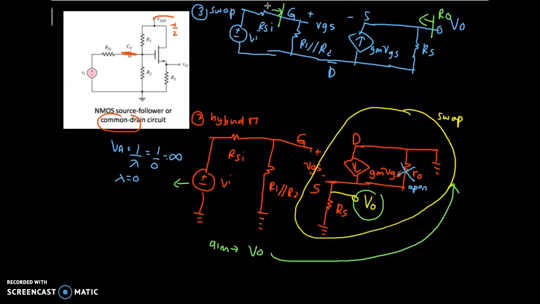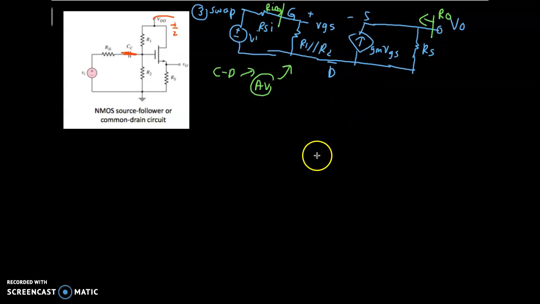Here is your R in. And now this is the small signal equivalent for the common drain, where you're going to start the derivation of your gain from these circuits. Okay, so now let's start the derivation.